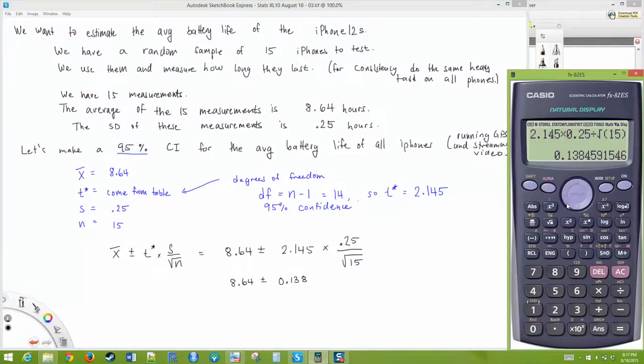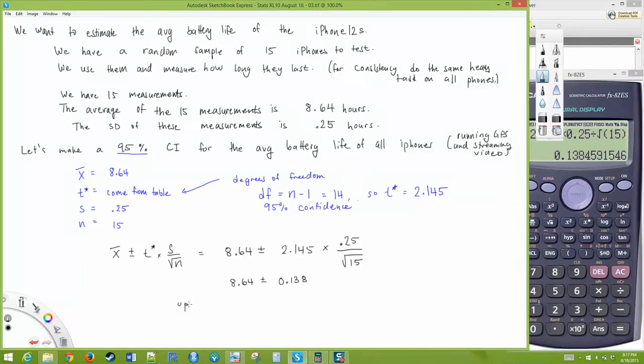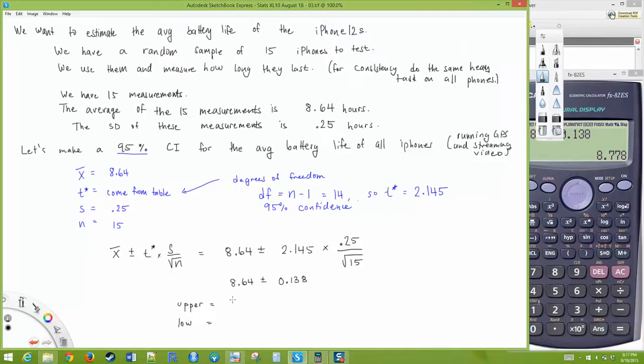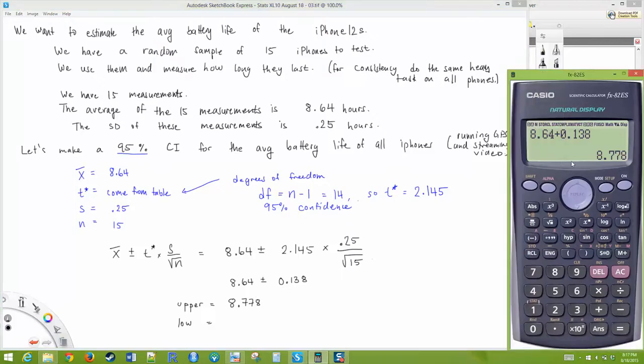Is that okay? So 8.64, my upper and lower bounds, or my high and my low. The upper bound is 8.64 plus 0.138, 8.778, and then I do the same thing with minus, and I get 8.502.